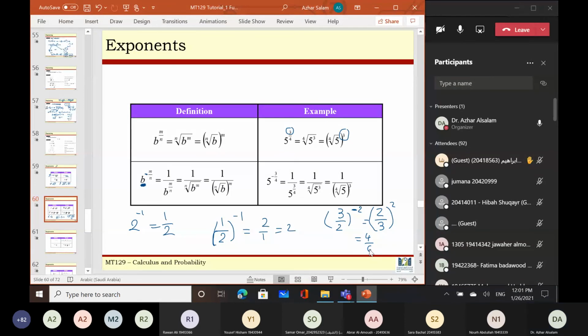Okay, and for more simplification it's 2 over, sorry, here 9. It can't be simplified more. 9. Okay.